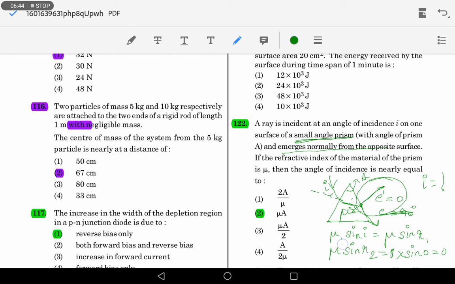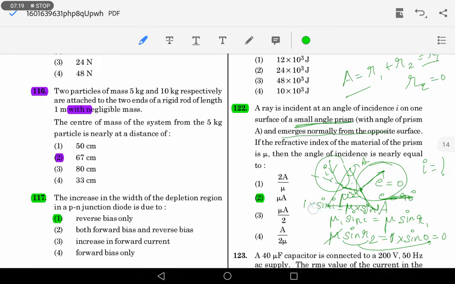So mu cannot be 0, it indicates that sine R2 is 0. Sine R2 is 0 indicates R2 equal to 0. When R2 equal to 0, A equal to R1 plus R2, R2 equal to 0, A equal to R1. So what we can do is apply this for the first interface. So 1 into sine I is equal to mu into sine R1. Since R1 equal to A, just you can write sine A.